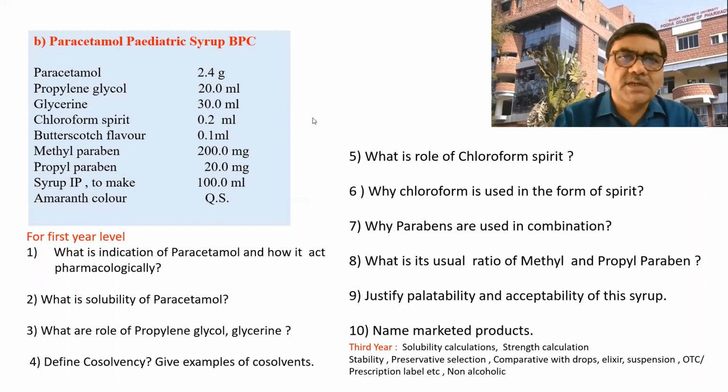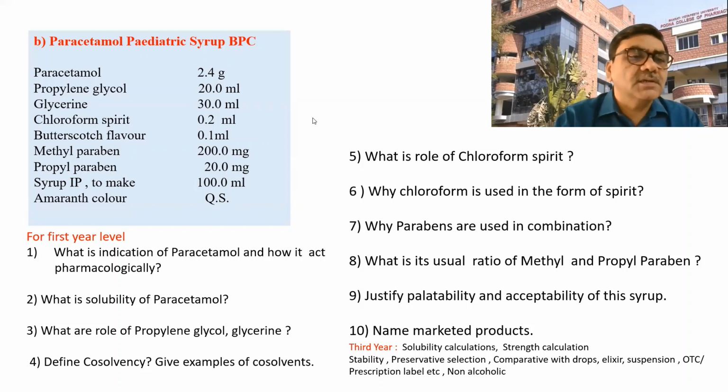So paracetamol pediatric syrup BPC is the official preparation which, per 100 ml, contains 2.4 gram of paracetamol. Then propylene glycol, glycerin, chloroform spirit, butterscotch flavor, methyl paraben, propyl paraben, syrup IP, which is a vehicle we studied, and also color, amaranth color. So this is the general formula of this paracetamol syrup.